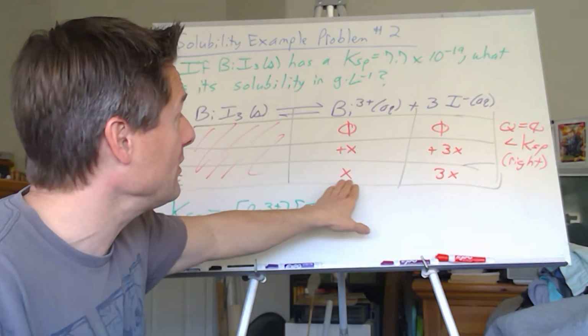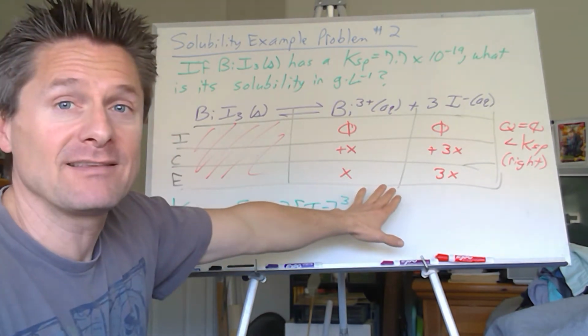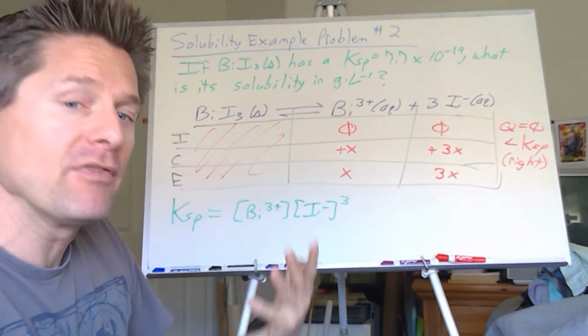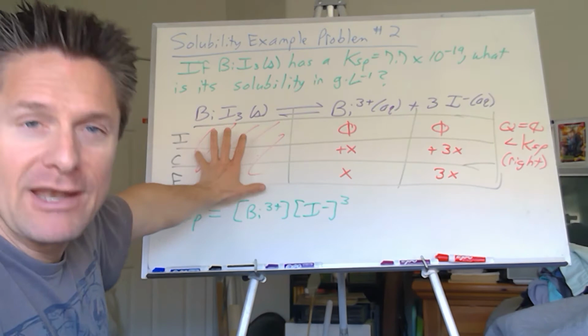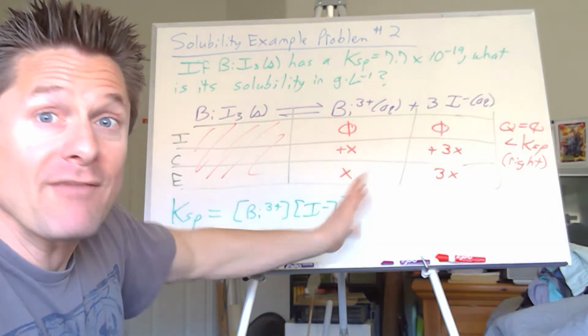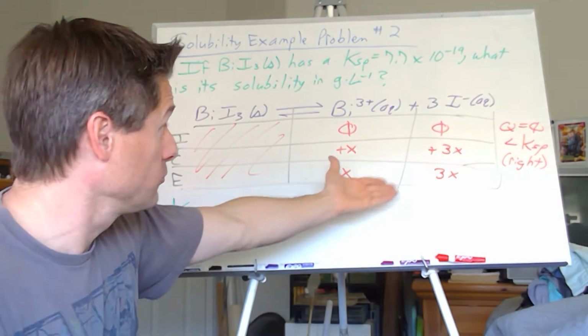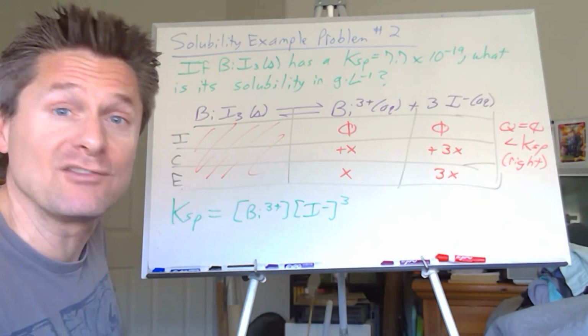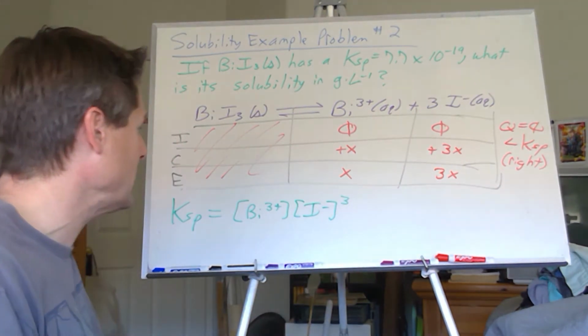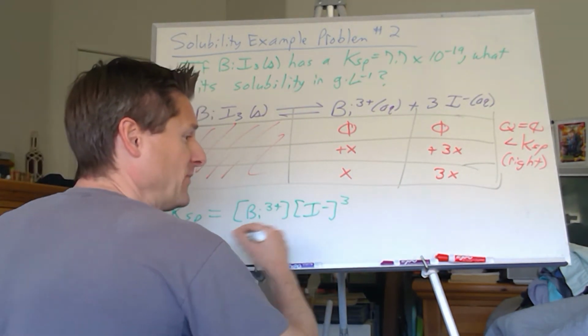Notice there's no initial minus x here. That's what makes solids different than acids and bases. We don't have an initial amount minus x, so we don't have to make any assumptions here. We just plug it in. It's pretty nice. No quadratics, no assumptions, no tricky math, nothing like that.